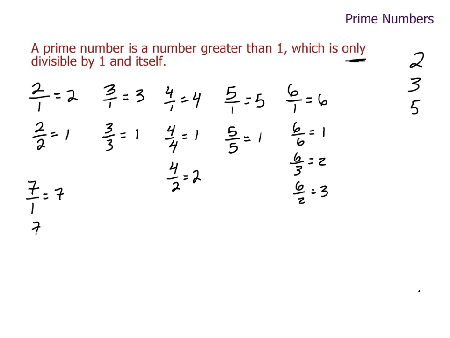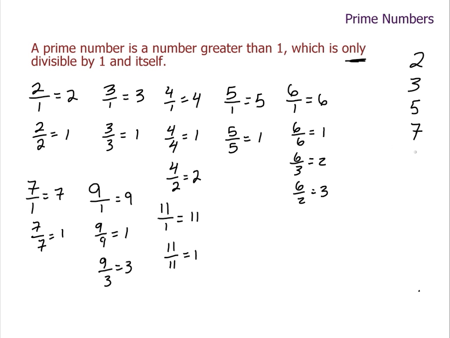It's divisible by 1 and itself. So 7 is a prime number. 8 is not, because 8 is an even number. 9 is divisible by 1 and by itself, but is there anything else that goes into 9? Yes, 3. So 9 is not a prime number. 10, as we know, 10 is an even number, so it can't be there. 11. 11 is divisible by 1 and by itself. So 11 is a prime number.